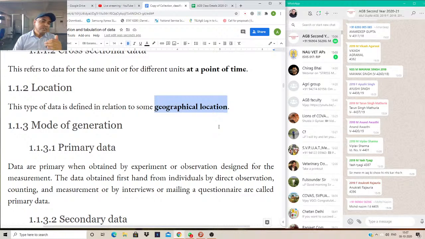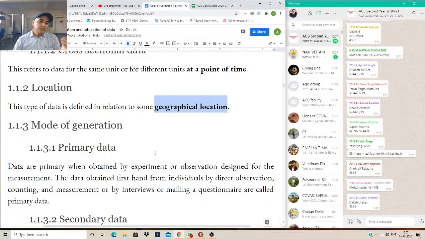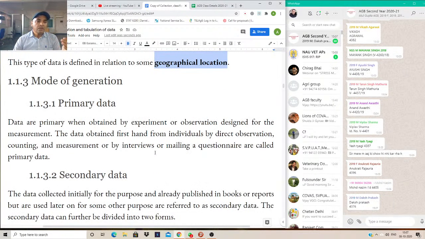Now, mode of generation. That is, data can also be of different types based on its generation method. That is how the data is generated, and it is very important from the collection of data point of view. That is the collection of data which we are going to study in the next session. That is dependent on the mode of generation. That is how we want to generate data.